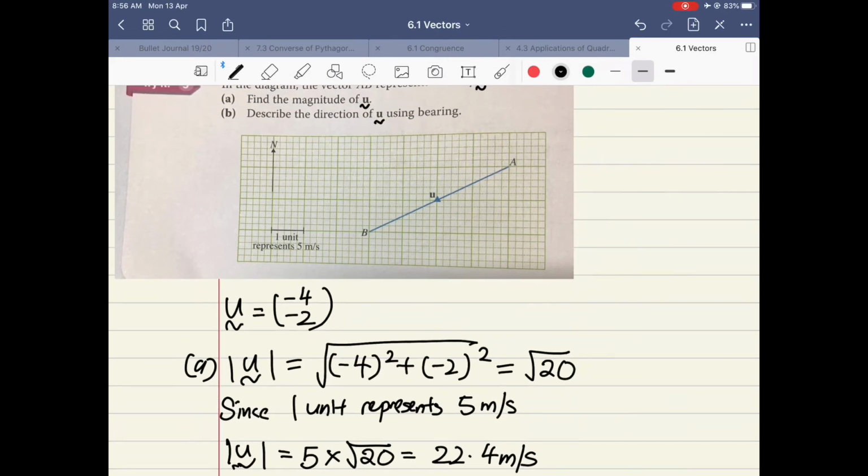Now, for part B, they say describe the direction of u using bearings. If you remember, bearings is actually a topic from secondary 4. But now, let me just show you. So basically, what they will want from the diagram is this, I draw. For bearings, we need to have the north line. And then what is the bearing that we're looking for? It goes clockwise. So this is the angle. This is the angle that we need to find for the bearing.